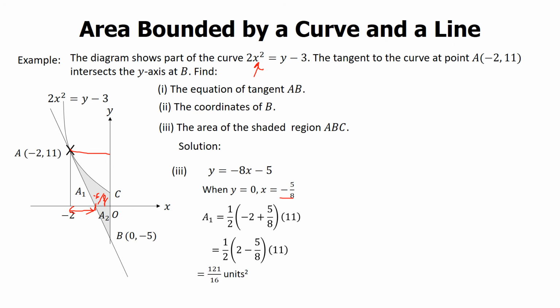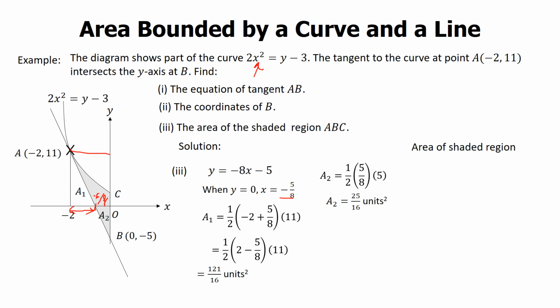We get 121/16 units squared. Okay, to find the area of A2, which is half times the base, the base is 5/8, the height is 5, and we get A2 is 25/16 units squared.